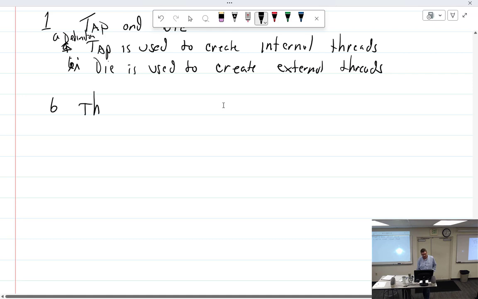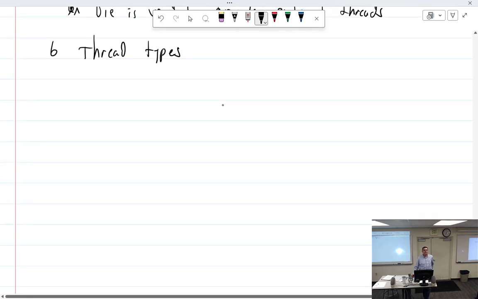So thread types. We have a lot of different types of threads. And this is going to become critical from this point on. Actually, it became critical before this, you just didn't know it. You do not mix and match thread types. Like you can't put a metric nut on a standard bolt, and you can't do it the other way. You can't put coarse threads on fine threads. You will try. So thread types. There are different types of threads.